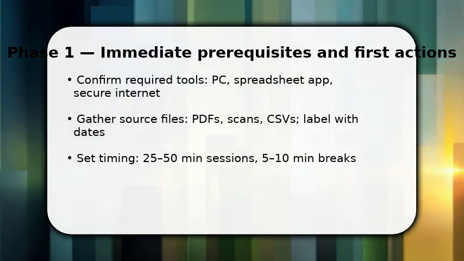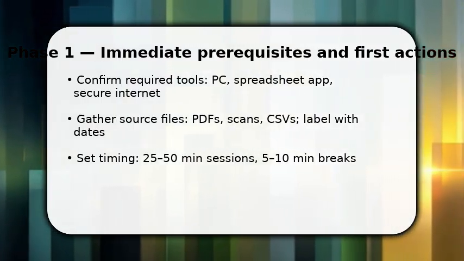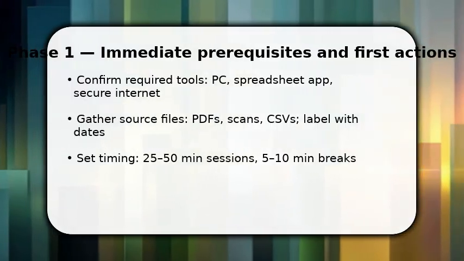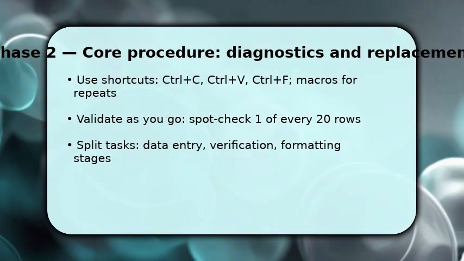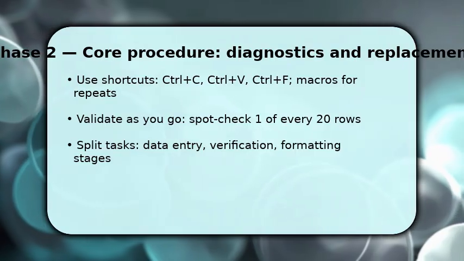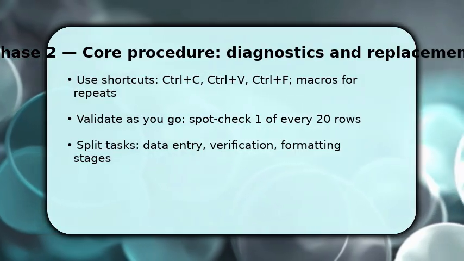Start entering the first 10 records to establish rhythm. Use copy-paste for identical blocks and keyboard shortcuts to save minutes. Once you have momentum, organize work into focused blocks. One block for raw entry, another for verification, and a last for formatting.